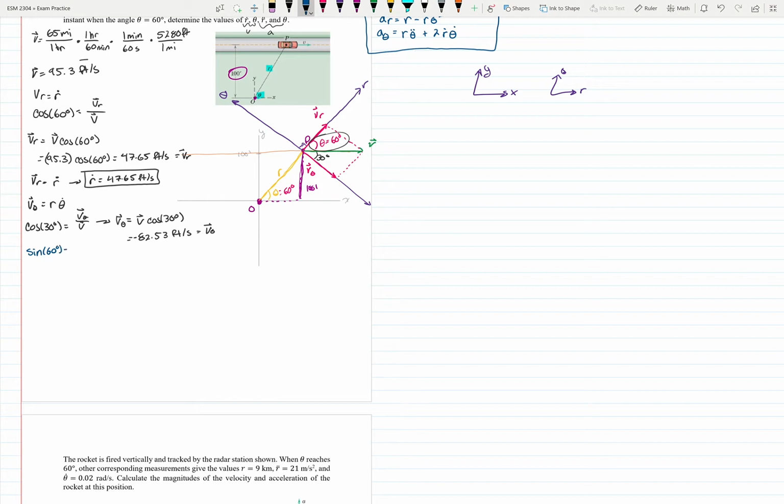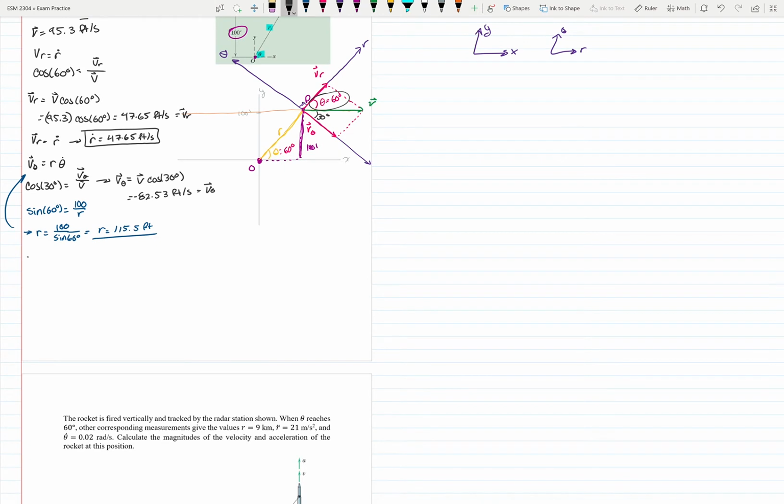Sine of 60 degrees is equal to 100 over r. That is the same as writing r is equal to 100 over sine of 60 degrees, or r is equal to 115.5 feet. So substituting this back into our initial equation here, we have that negative 82.53 is equal to 115.5 times theta dot.